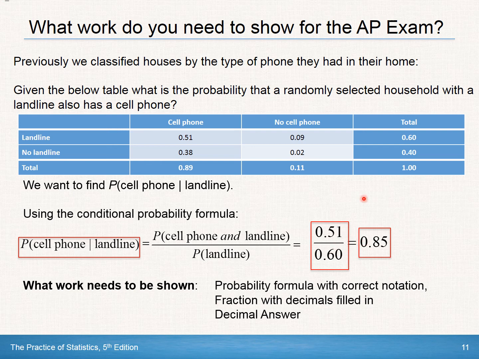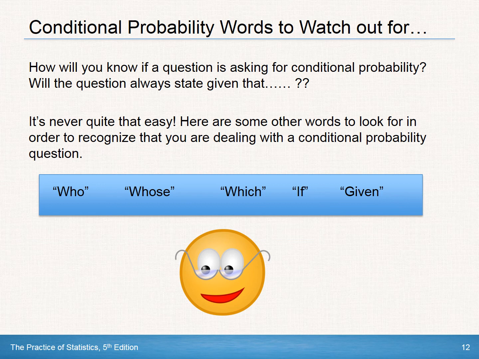And just keep in mind with conditional probability questions, it usually doesn't say, given that you have a household with a landline, what is the probability that they also have a cell phone? All right, so you're going to look out for those trick words. If a question is asking for conditional probability, especially if the question doesn't say given that. So will the question always state given that? No. Even in that last example, it didn't say given that you had a landline. It's never going to be that easy.